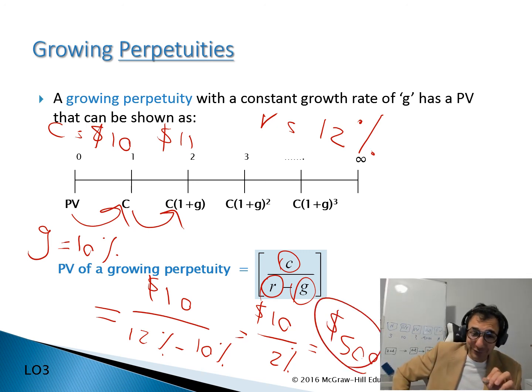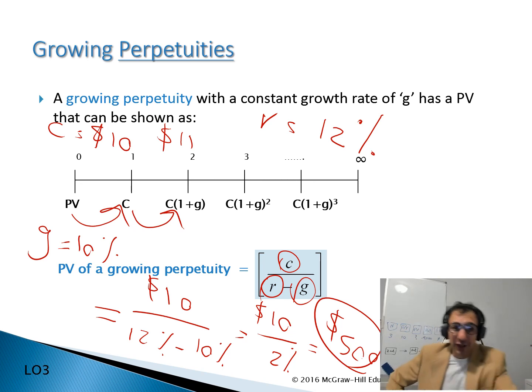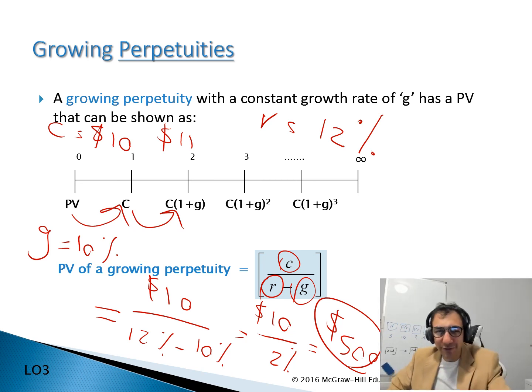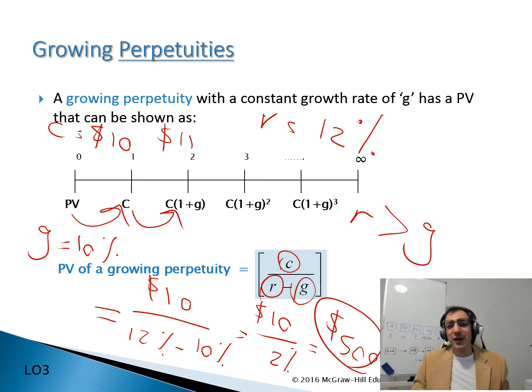Now, here you have to be careful. If G is greater than R, you cannot use the formula. The assumption here is that the interest rate is always greater than the growth rate of the cash flows. Why? Because otherwise, if G is greater than R, the present value of growing perpetuity using this formula will be infinite and a weird number. The denominator will be negative, and so it's difficult to calculate that. So that's a major assumption. Otherwise, you have to use some other ways to find the present value of growing perpetuity.